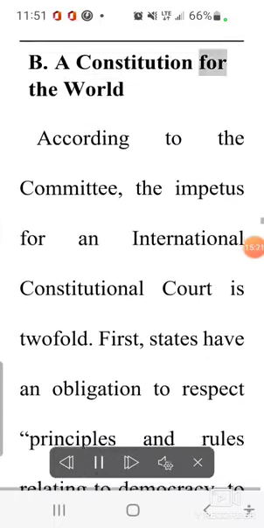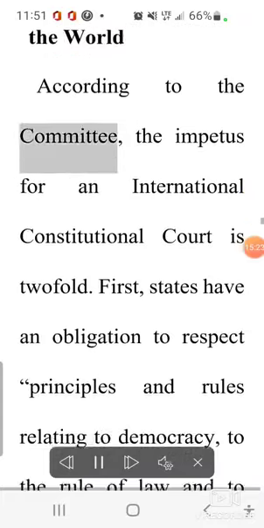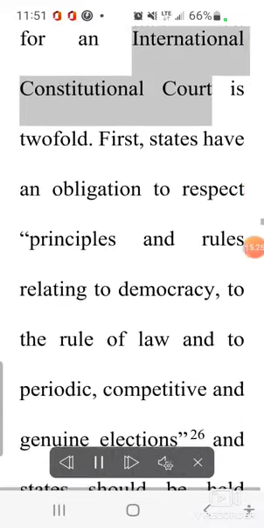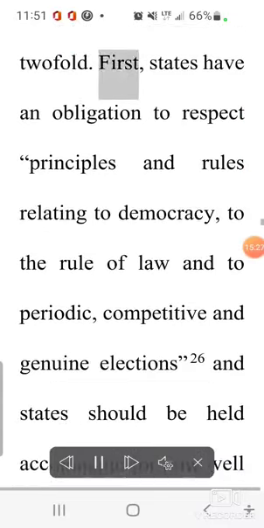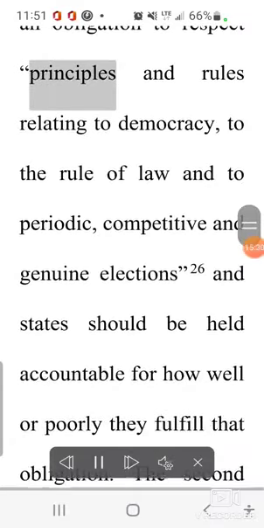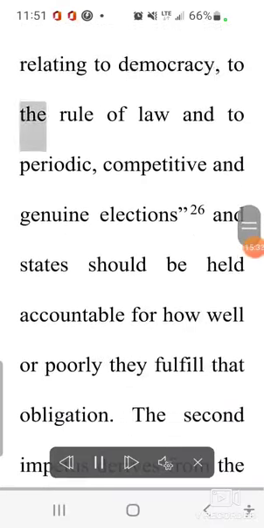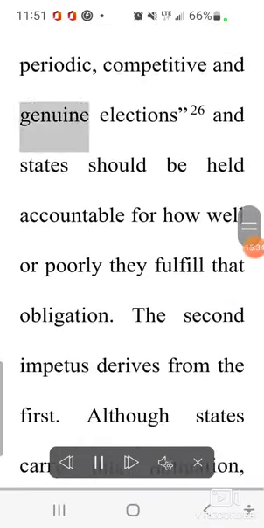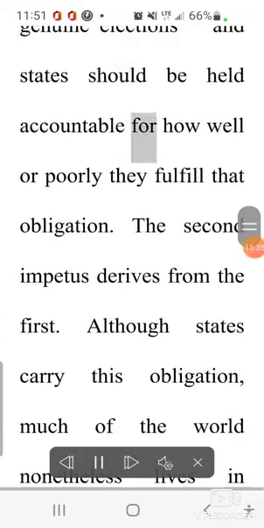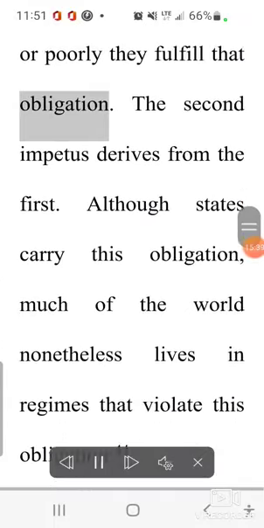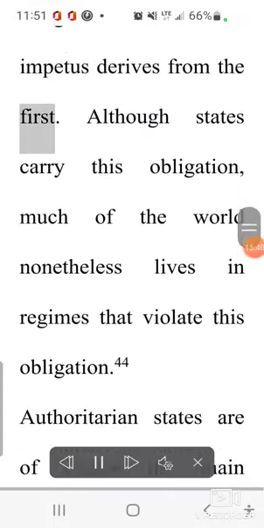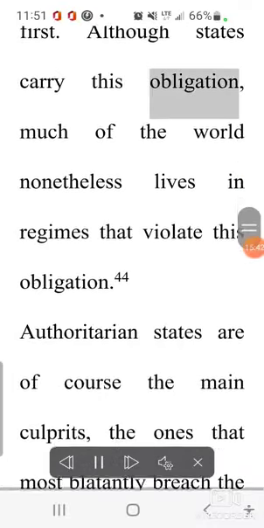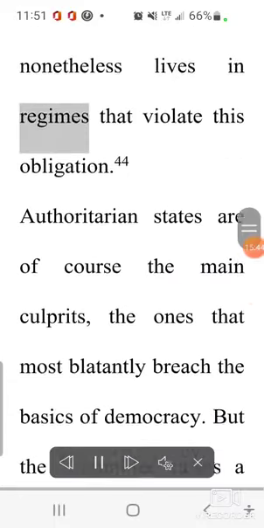B. A constitution for the world. According to the committee, the impetus for an international constitutional court is twofold. First, states have an obligation to respect principles and rules relating to democracy, to the rule of law, and to periodic, competitive, and genuine elections, and states should be held accountable for how well or poorly they fulfill that obligation. The second impetus derives from the first. Although states carry this obligation, much of the world nonetheless lives in regimes that violate this obligation.